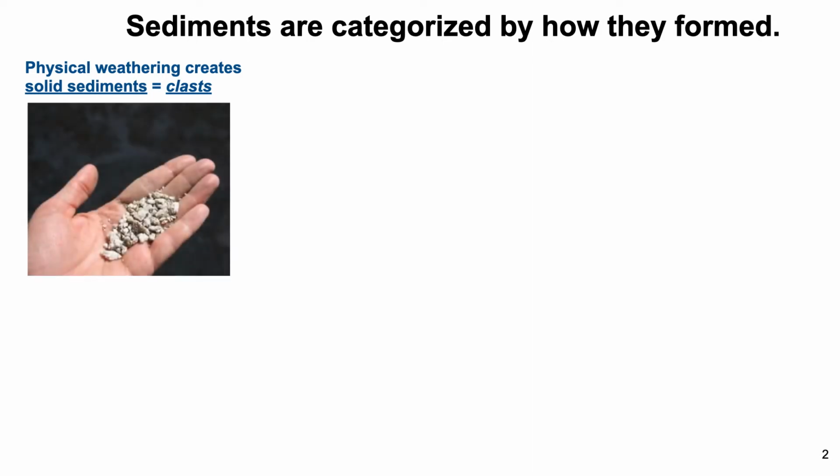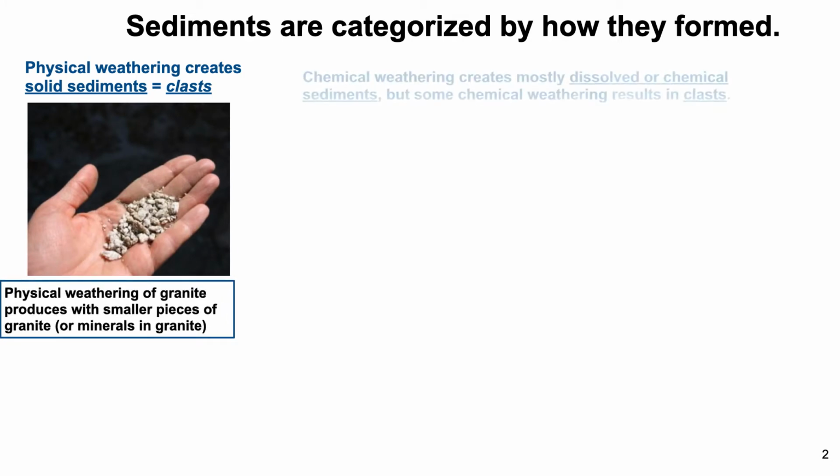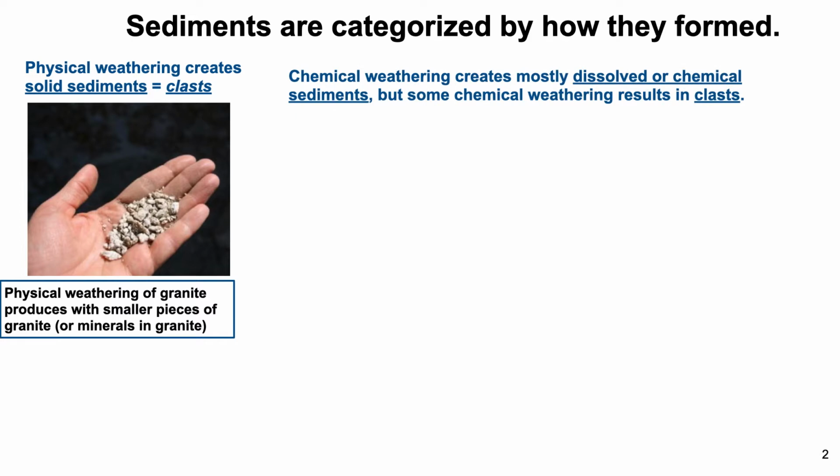Our first big idea to understand about sediments is that sediments are categorized by how they formed. From working through the other videos on weathering, you likely know that we've got two different processes or sets of processes that can create sediments. The first one is physical weathering. Physical weathering creates solid sediments. These are also known as clasts. And we've got an example here of physical weathering in granite.